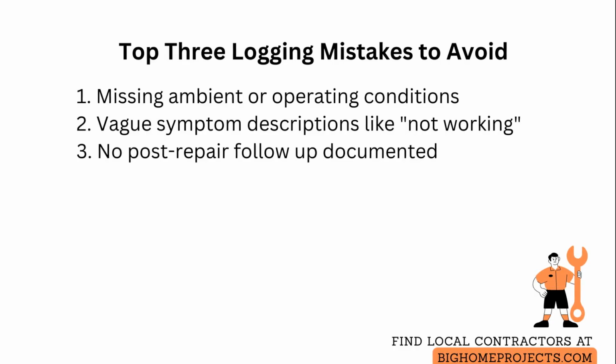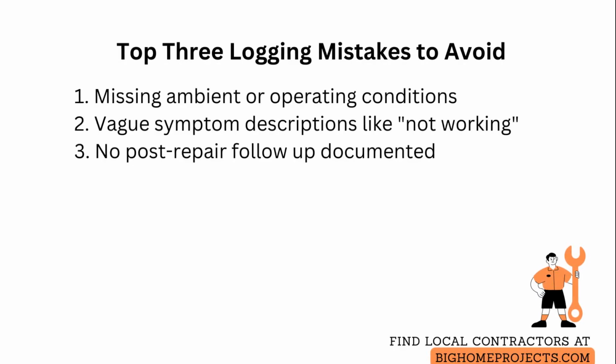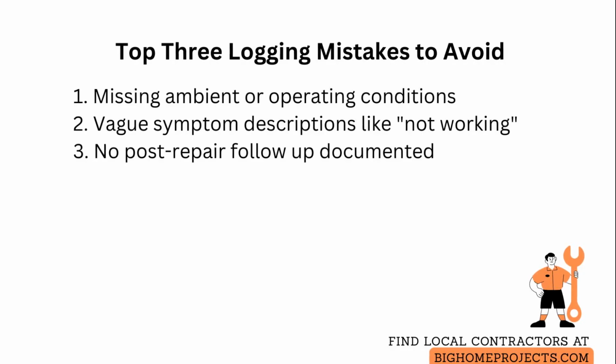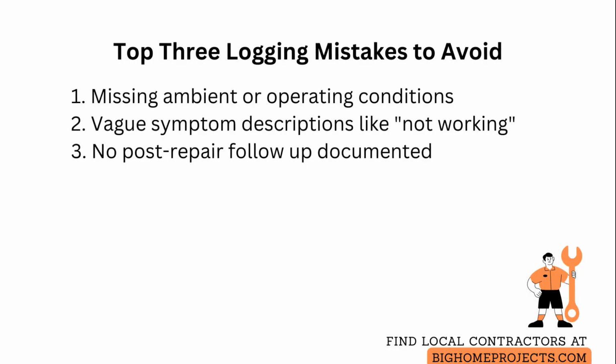Technicians often miss recording ambient or operating conditions, which can hide intermittent causes, so make it a habit to note temperature and load at the time of failure. Another common issue is vague descriptions such as "unit not working," which you can avoid by using the symptom checklist method and writing what you observed, not what you assume.